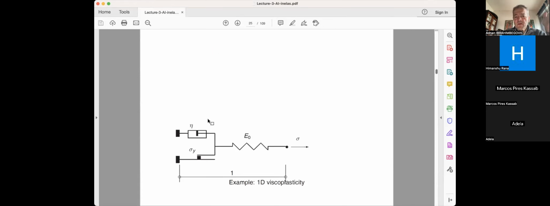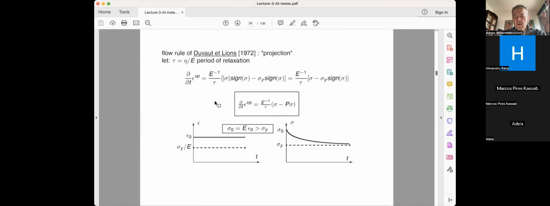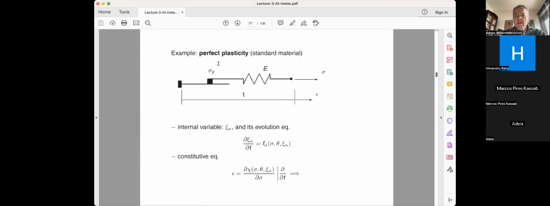So in viscoplasticity, we had this viscous damper, and the period of relaxation was eta divided by E. So if you want the period of relaxation equal to 0, that means it's instantaneous. So basically you get something called perfect plasticity. You simply remove the viscous damper, and you put in series connection your elastic spring and your slider. In this way, you have something called perfect plasticity, not because it's perfect, but because this is the first type, the simplest you can imagine.